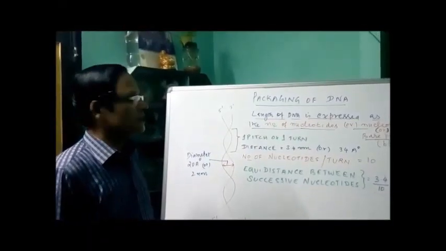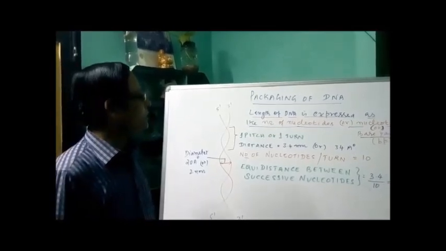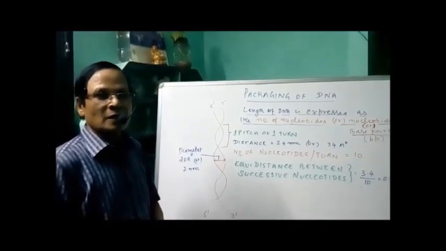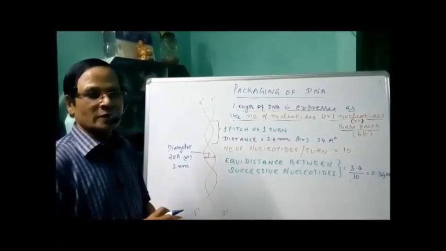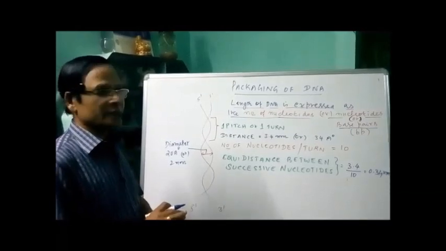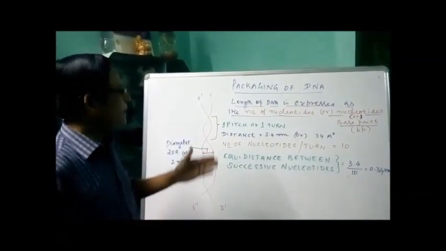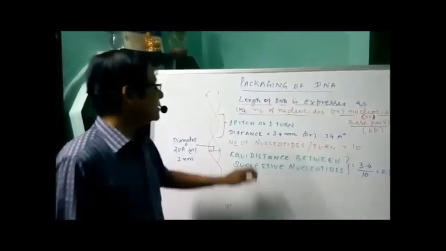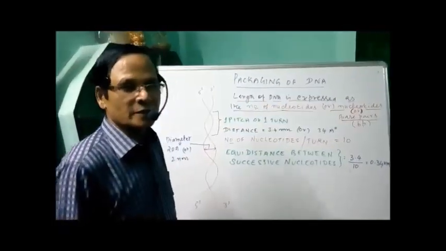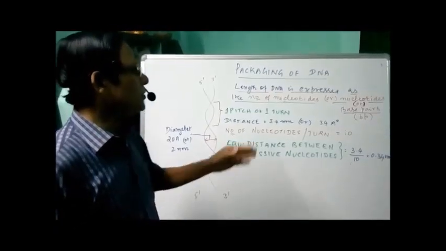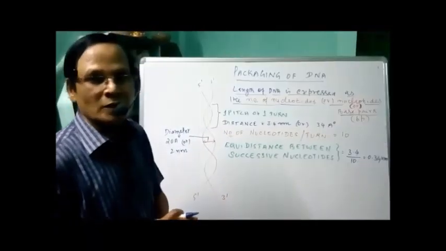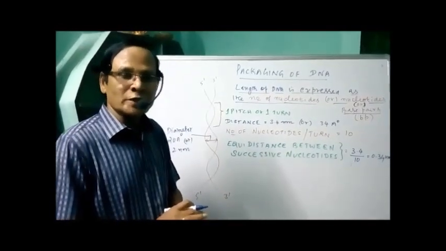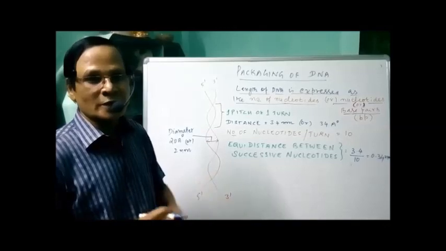The next part in that lesson is packaging of DNA. That is related to the length of the DNA, how far it is organized inside the nucleus, and what the arrangement is, etc. Now, the length of DNA is expressed as the number of nucleotides, or nucleotide base pairs, simply called BP. The number of nucleotides or base pairs is constant for a particular individual.